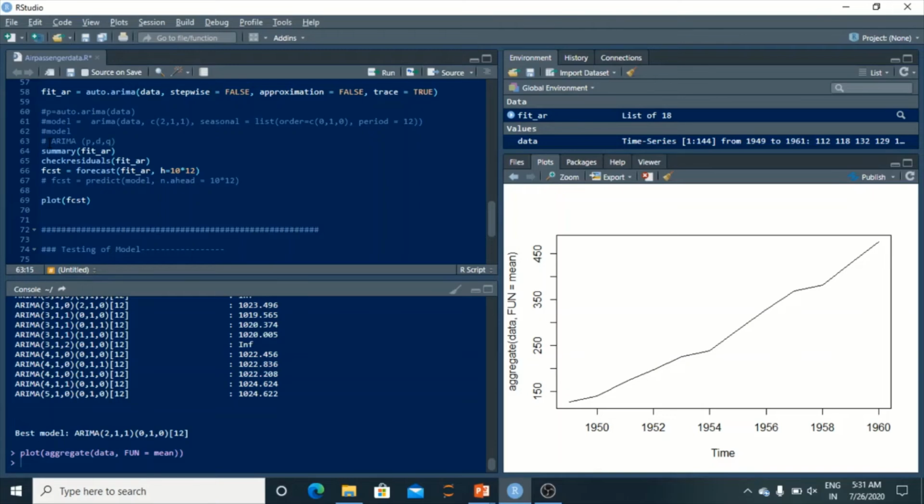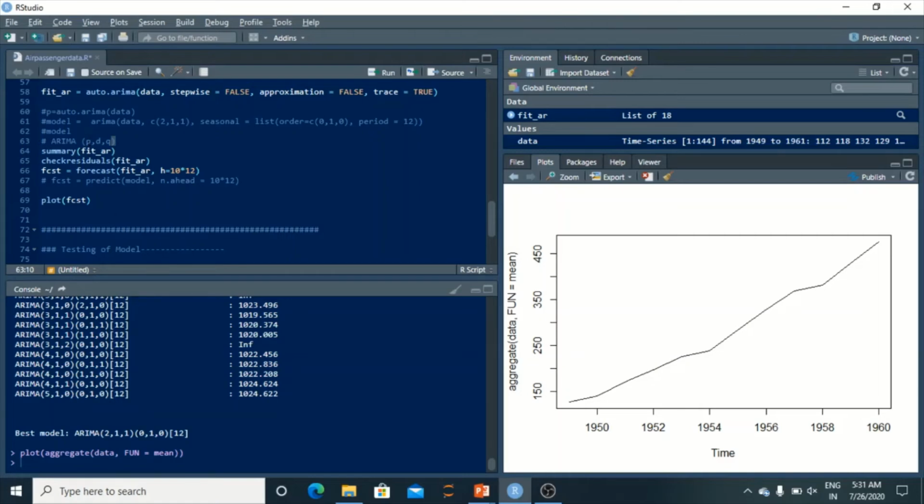And what is this PDQ? P stands for the AR process parameters, D stands for differentiation, and Q stands for the MA process. So P and Q are the parameters of the AR and MA processes respectively, and D is the differencing operator: how many times we have to difference our data set in order to transform non-stationarity into stationarity.